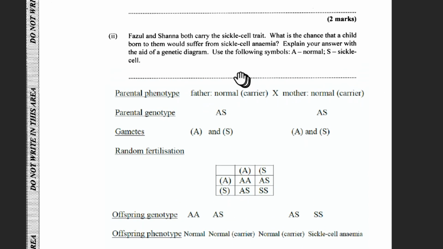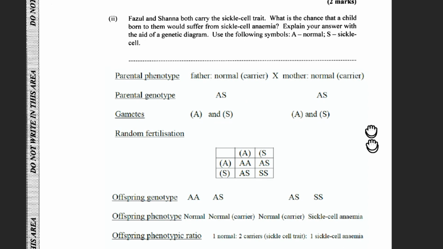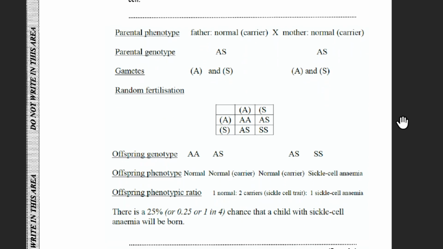And here we have the same kind of question from before. They say Fazul and Shana both share sickle cell trait. They carry the sickle cell trait, which means that they are heterozygous. What is the chance that a child born to them would suffer from sickle cell anemia? Use A for normal, S for sickle, and it's pretty much the same thing.